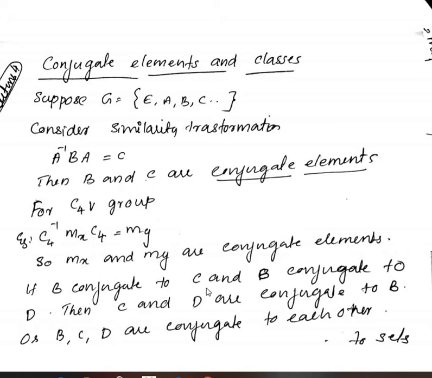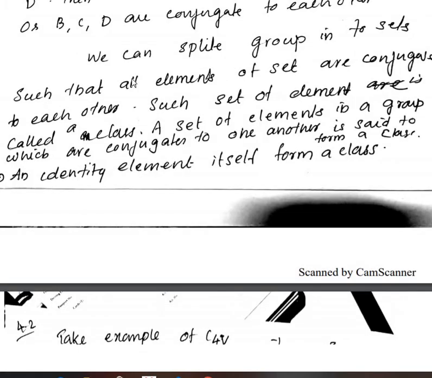If B is conjugate to C and B is conjugate to D, then B, C, D are conjugate to each other, just like our zeroth law of thermodynamics. We can split a group into sets such that all elements of a set are conjugate to each other. Such a set of elements is called a class. A set of elements in a group which are conjugate to one another is a class. An identity element is a class by itself.